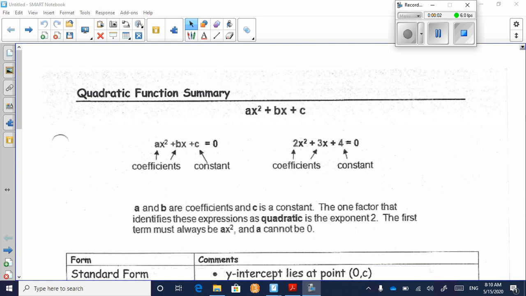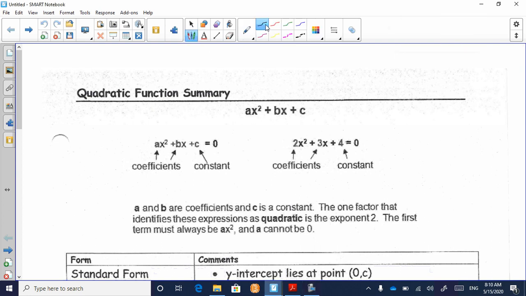Hi, you guys. I wanted to give you just a quick little cheat sheet, and I wanted to do this video to walk you through the cheat sheet. So you had this for your quiz today. This little one-pager is a good summary of what we've done so far in the quadratics unit.